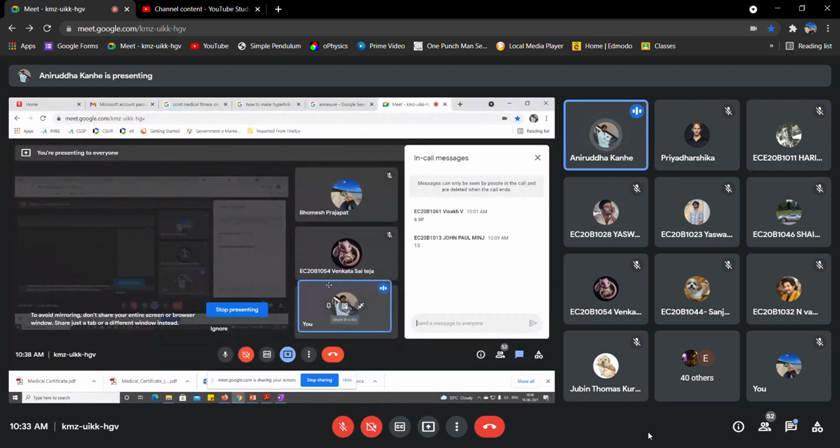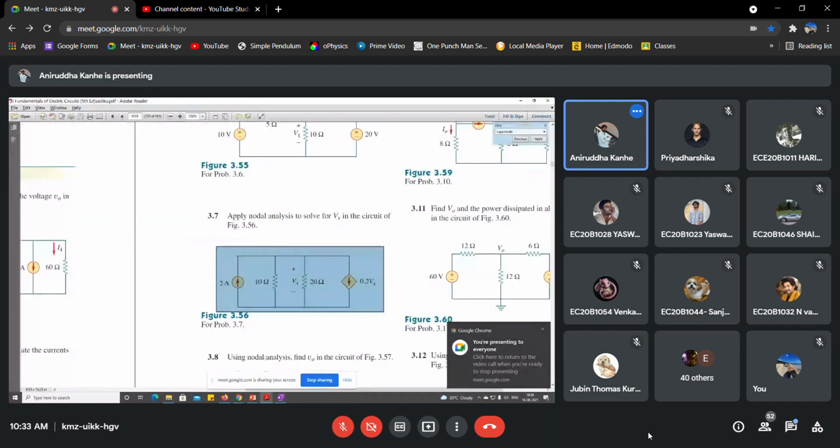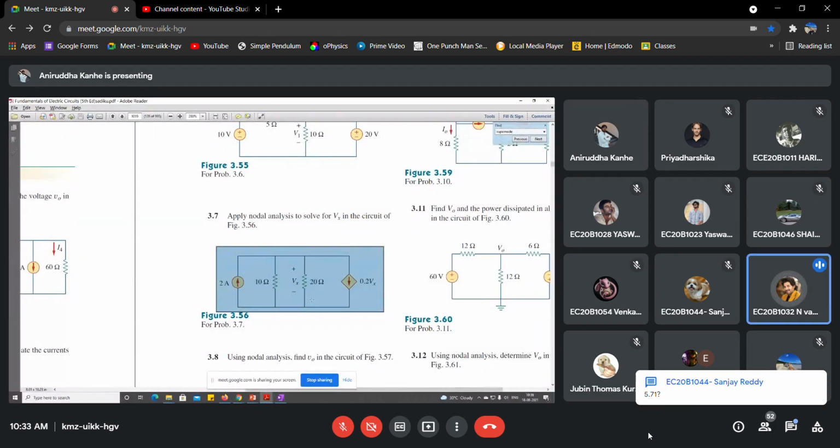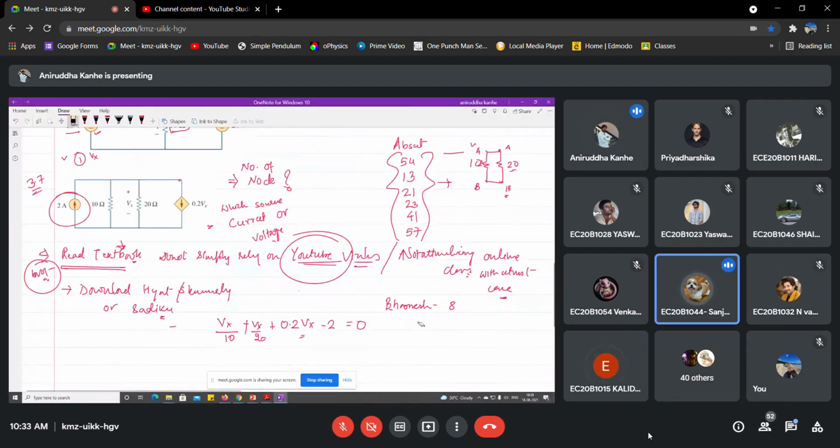Anyone else who is saying 8? Just now somebody said 8. 4. Roll number 54. Okay. Anyone else? Vx equals 4, sir. 5.71, sir. Oh my God. 5 ohms? How are you getting it in ohms? 40 by 7, sir. 5.71, sir.